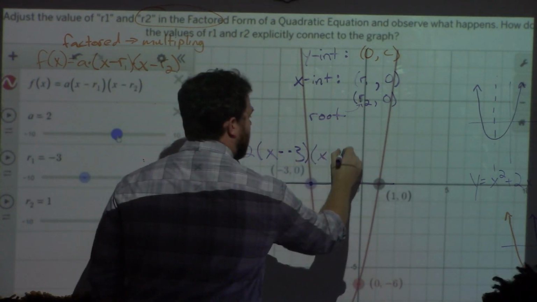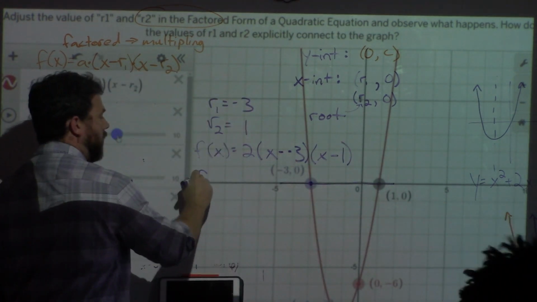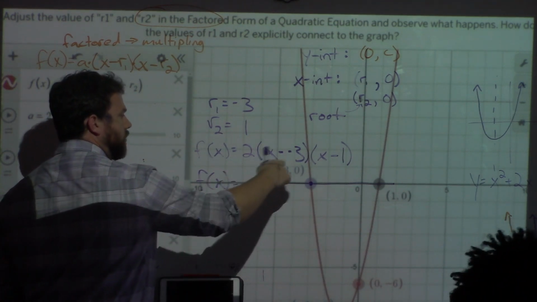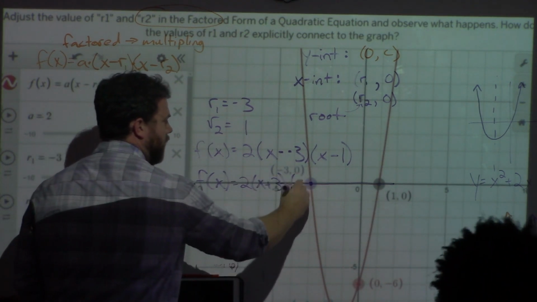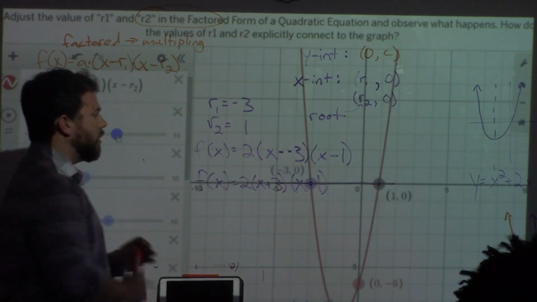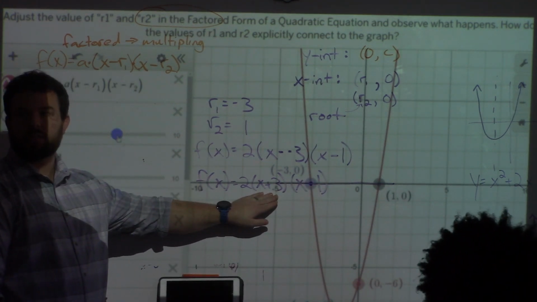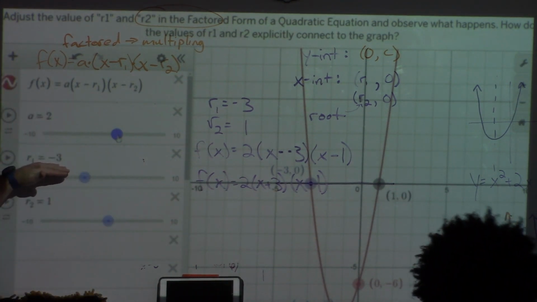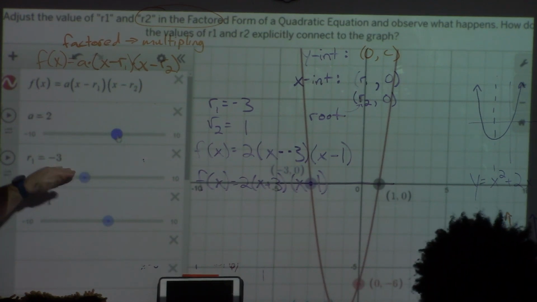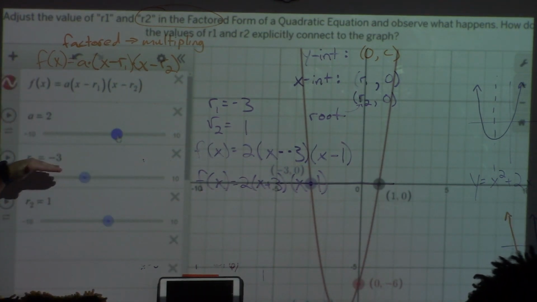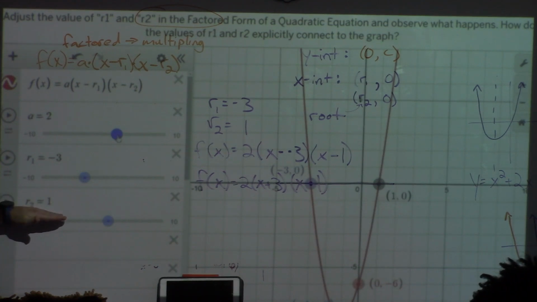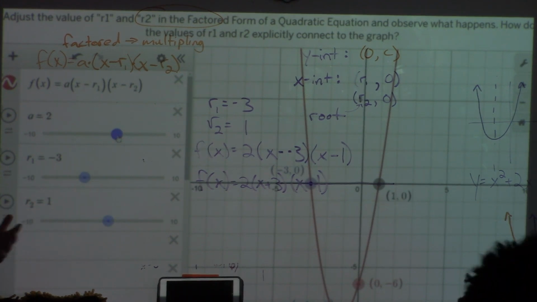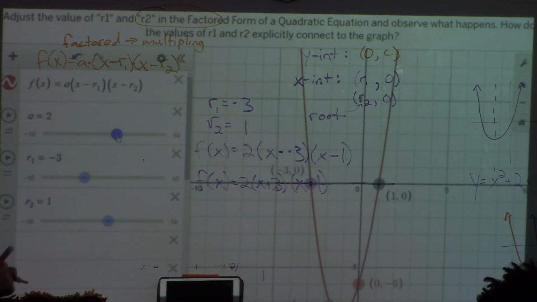Now I need y'all to be careful about this, because this is where most students get tripped up on factored form. When I subtract a negative, what does it actually become? Positive. So when it's x plus 3, is that a positive or negative root? A negative root. When it says x minus 1, that is actually a positive root. And that is one of the biggest things that trips students up.